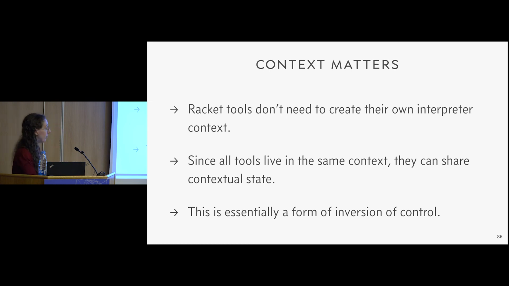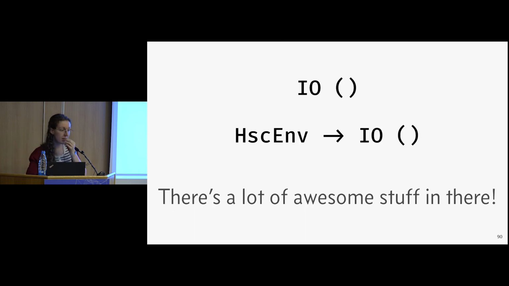And really, this is just a form of inversion of control, right? Instead of having each individual tool create its own little interpreter context, its own session with something like GHC, they get loaded into something where that's already present. And so one way that we can think about that is, most Haskell tools that currently exist effectively have type IO unit. But all the Racket tools have this type. And that's really amazing because that context has a lot of wonderful things in it that we want to have access to. But it's surprisingly difficult to create.